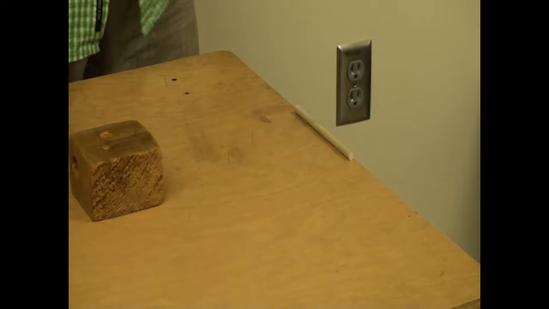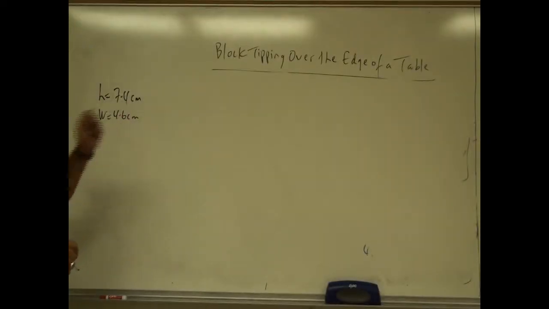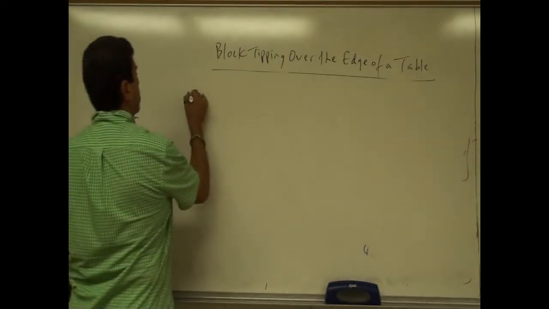Okay. Now, if I did it the other way, it would have to have too high of a velocity. You see, it just bounces back. You see, so it doesn't work that way. So it's got to come like this and tip over. You see? So now that we have the height and the width, let's start the calculations.